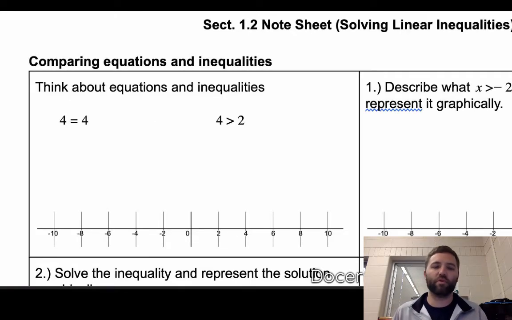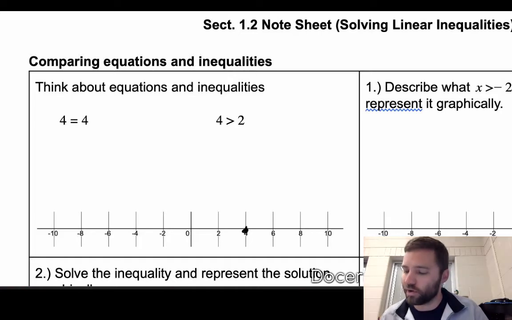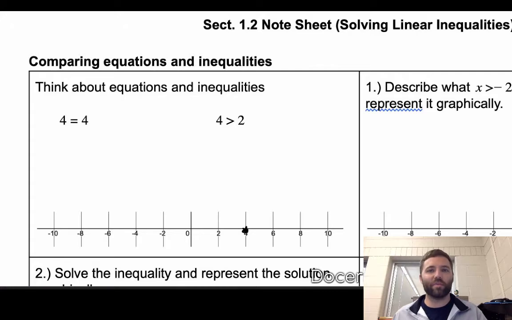How would we represent 4 equals 4 on a number line? Or how could we use the number line to understand that? It's not difficult at all. Here's 4. It's in the same spot on the number line. Therefore, they're equal. Hopefully nothing earth-shattering there.